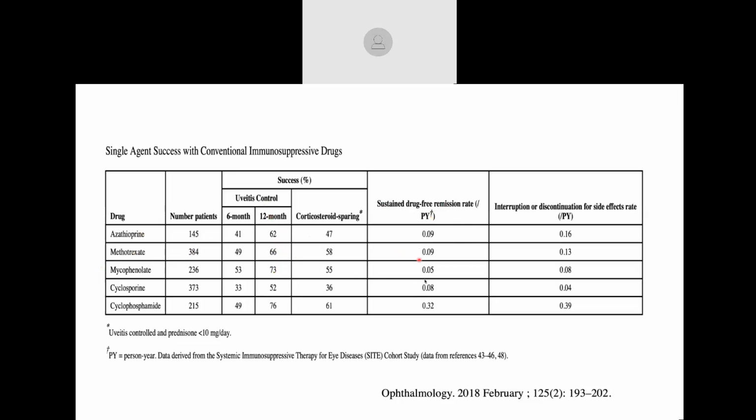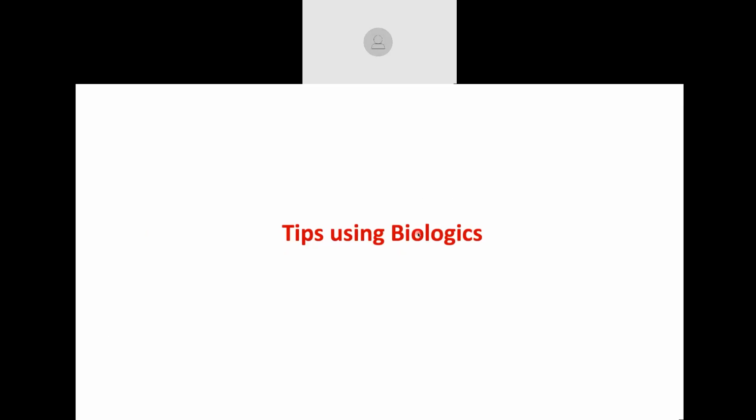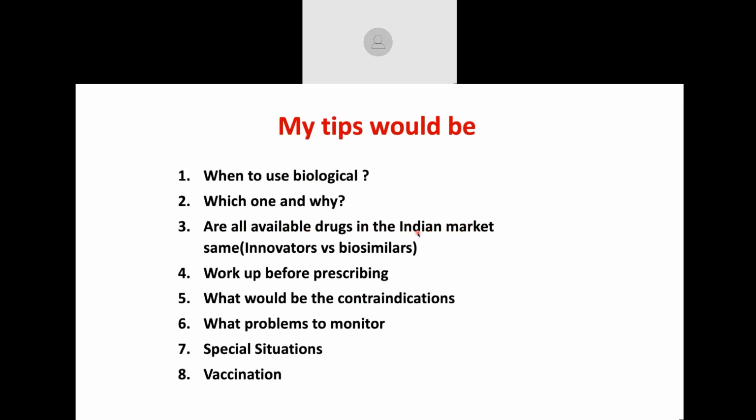There was a consensus recommendation published in Ophthalmology, I think in 2014, which also recommended that anti-TNF drugs should be used upfront as first line of therapy in patients with Behçet's disease. So which one? Whenever I have to take a call, I take a call on the biological based upon what is the cost, how much is the efficacy, and what are the risks involved.